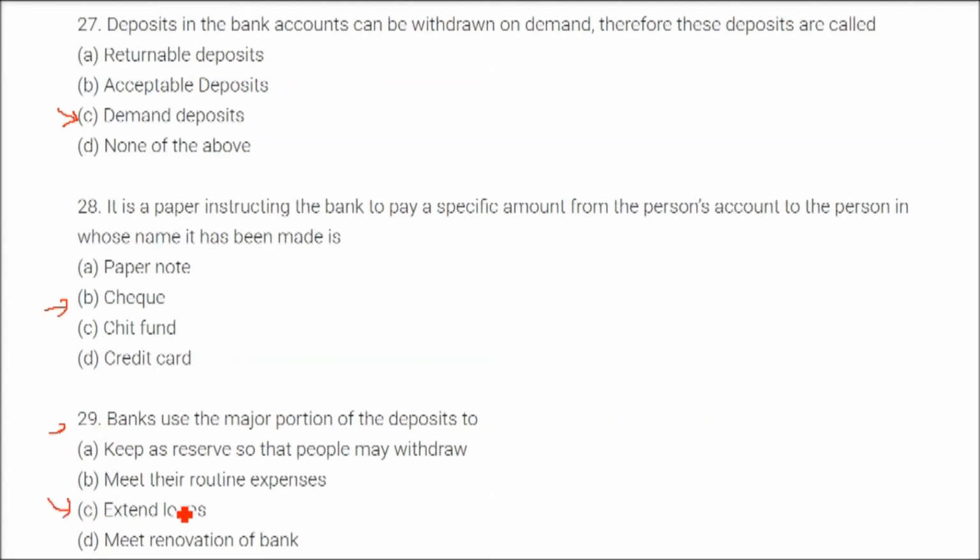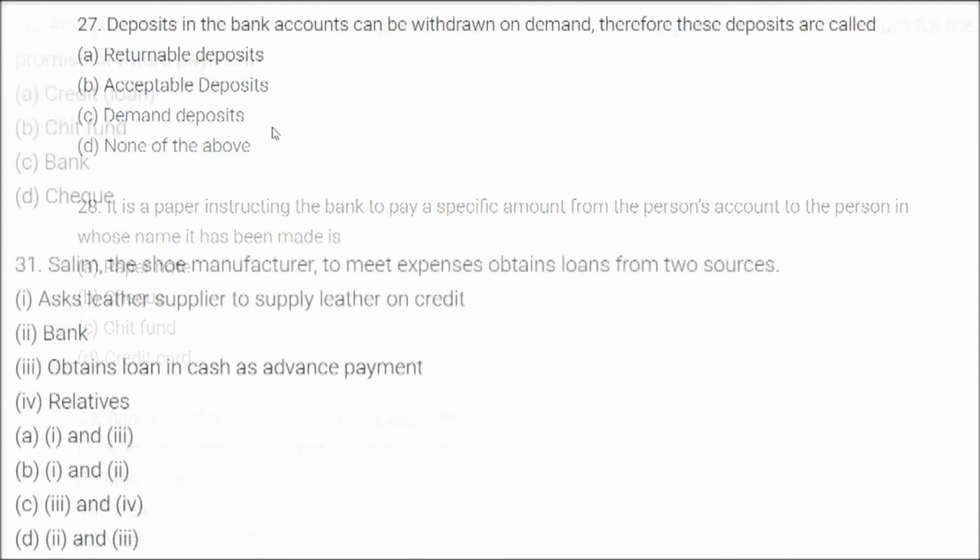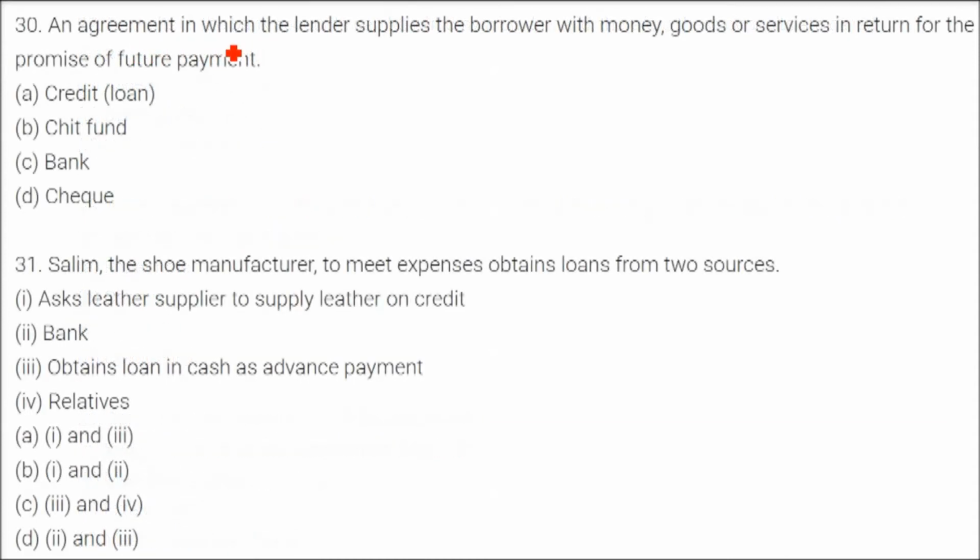An agreement in which the lender supplies the borrower with money, goods and services in return for the promise of future payment. And this is credit, loan, udhar.